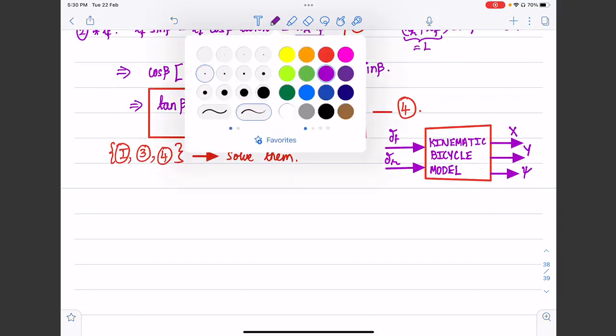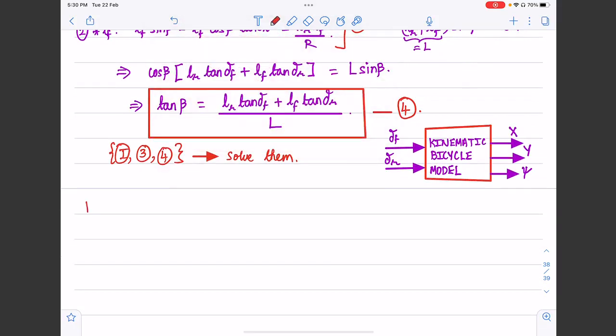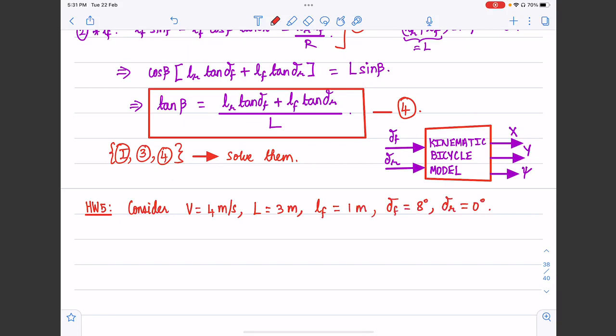If not, I'm going to give you a homework problem to solve based on this. So what is this homework problem? This will be a simulation exercise. Let us say we consider a vehicle which is traveling at 4 meters per second, whose wheelbase is 3 meters, and the center of gravity position is such that LF is 1 meter, and it is given a front wheel steering angle input of 8 degrees, and there is no rear wheel steering. Delta R is 0.